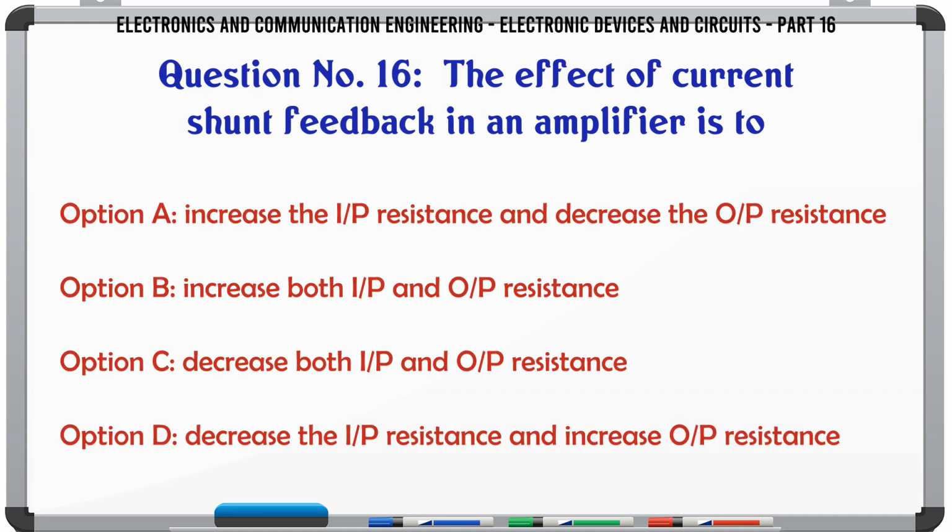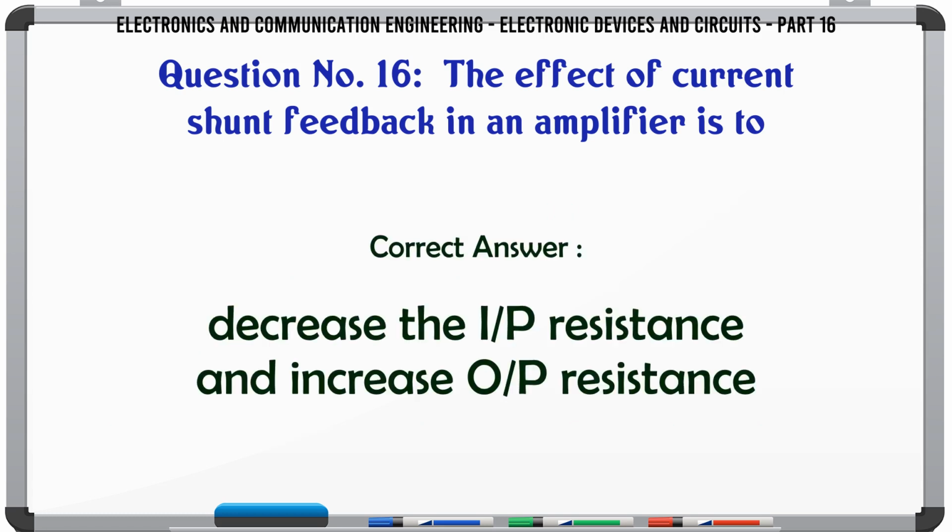The effect of current shunt feedback in an amplifier is to: A. Increase the IP resistance and decrease the OP resistance. B. Increase both IP and OP resistance. C. Decrease both IP and OP resistance. D. Decrease the IP resistance and increase OP resistance. The correct answer is decrease the IP resistance and increase OP resistance.